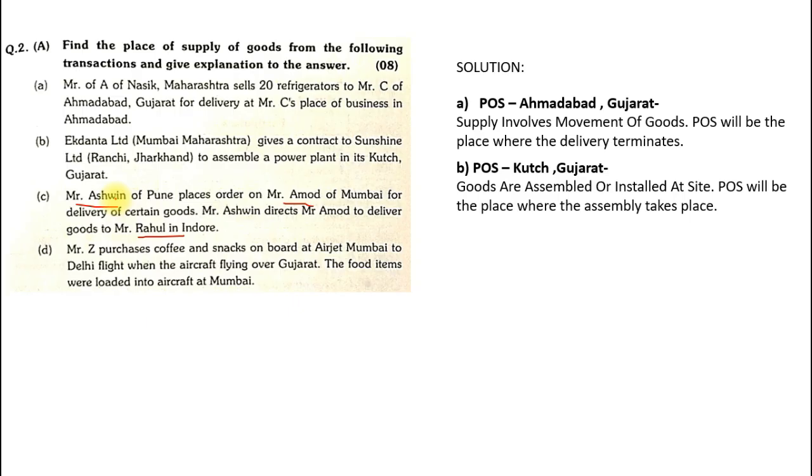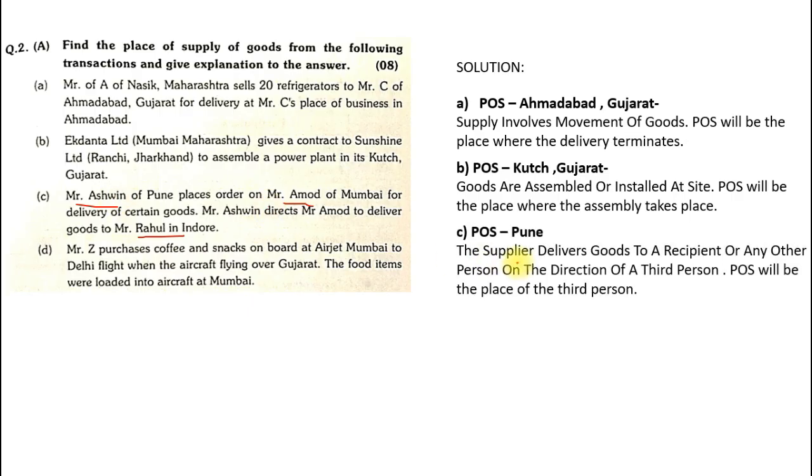So the rule is, under the three-party case, the address or place of the person who gives the order will become your place of supply. So that answer will be Pune. The supplier delivers goods to the recipient or any other person on the direction of a third person. In that case, the POS will be the place of the third person.